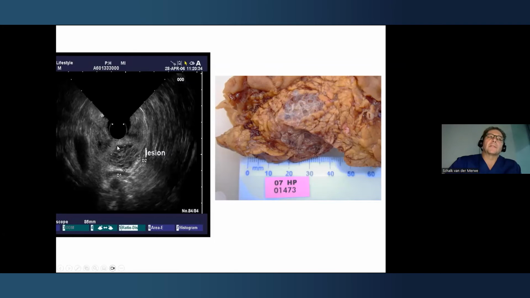In this case, you can see a serous cystadenoma with a microcystic aspect that can be confirmed in the resection specimen. You may ask, why was this lesion resected? But it was resected because we also found another lesion, a carcinoid tumor, and that led to the resection. The cystic lesion was not resected per se.